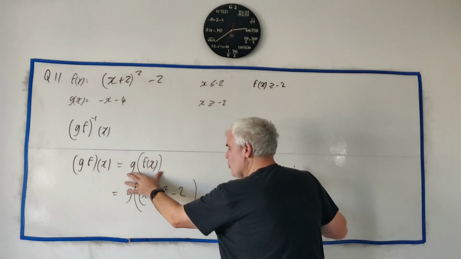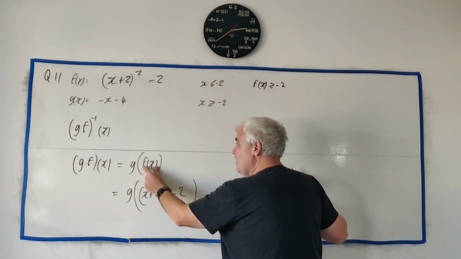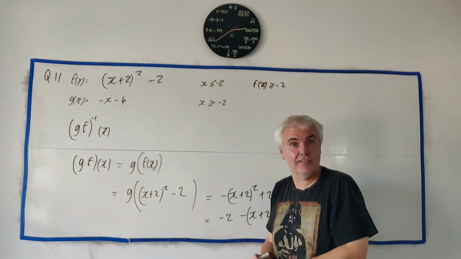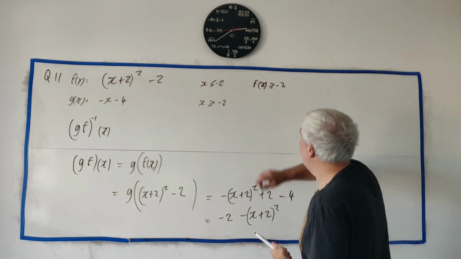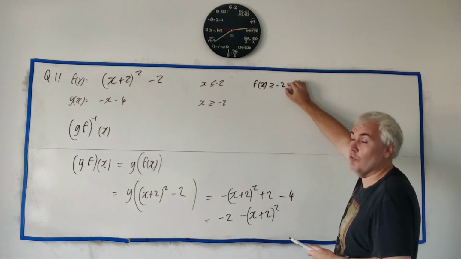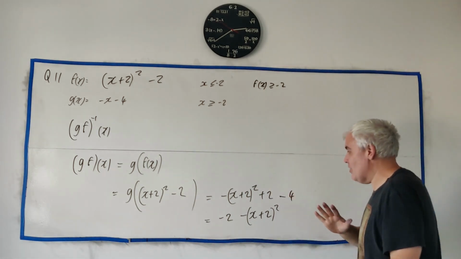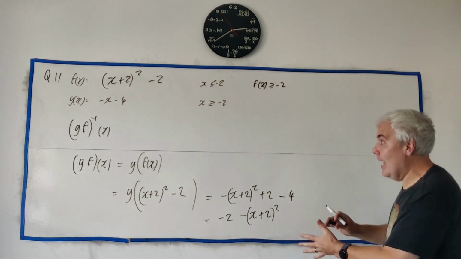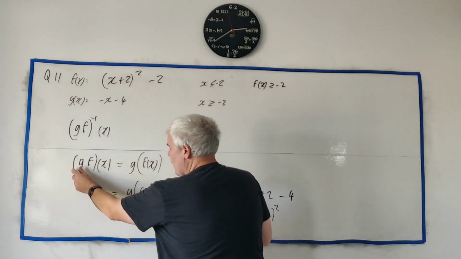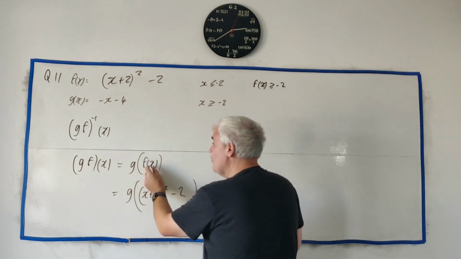But for this function to work, what comes out of f(x) has to be allowed to go into g(x), because what comes out of f(x) goes into g(x). And what comes out of f(x) is always bigger than minus 2, and that is what's allowed to go into g(x). So I just wanted to mention that first of all. Next, I'd like to talk about what's allowed to go into g of f of x, the compound function.